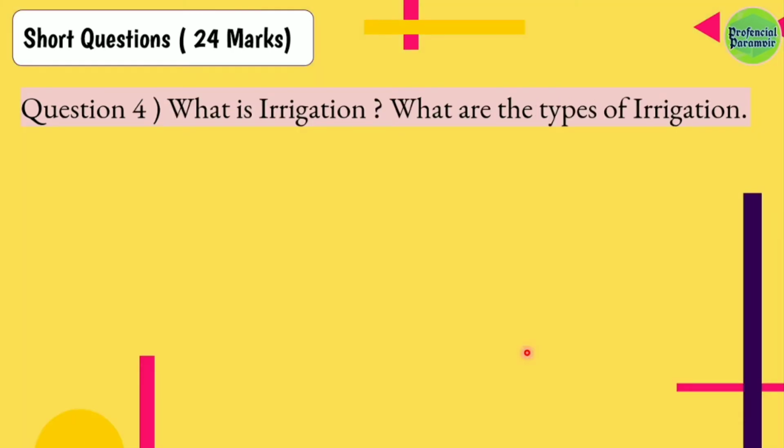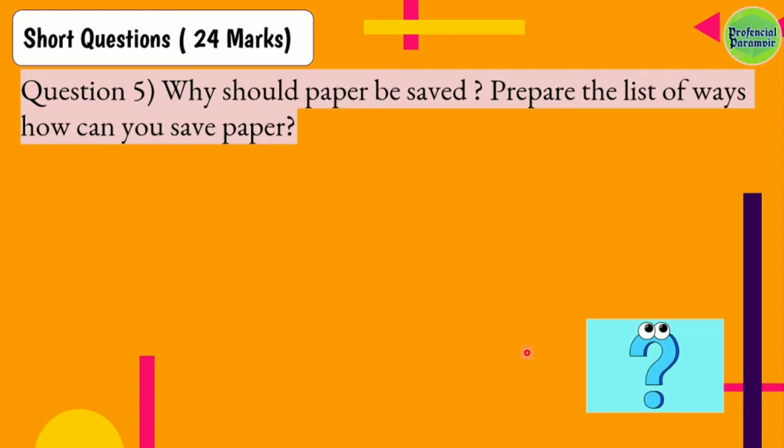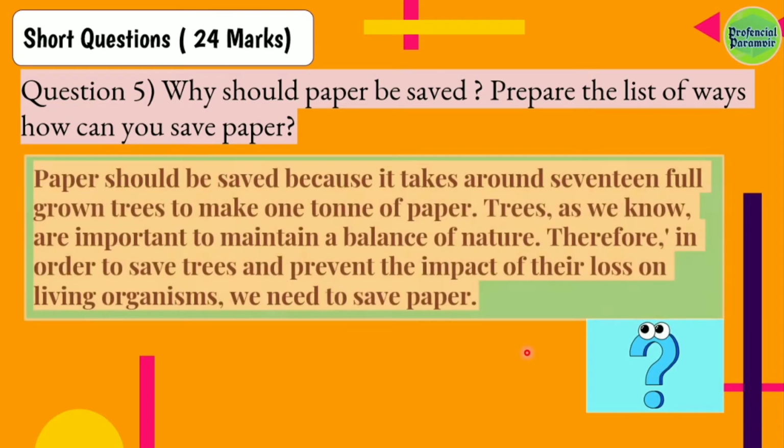Question 4 of the short questions. What is irrigation? What are the types of irrigation? Well, irrigation is the process of supplying water to crops at different intervals. There are 2 types of irrigation: drip irrigation and sprinkler system. Fifth question. Why should paper be saved? Prepare the list of ways. How can you save the paper?